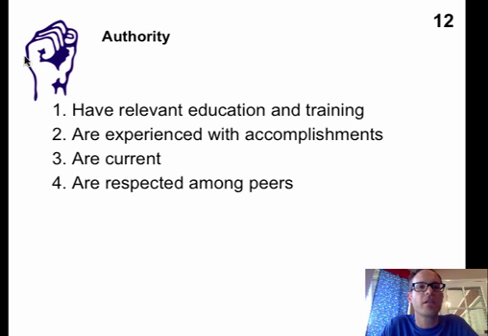So whenever your source is an authority on a topic, so if you're listening to a show and someone is talking about biology, you want to make sure that that person who's talking has the relevant education and training that's necessary to make those claims. Are they experienced? Do they have accomplishments within the field? Are they current? And are they respected among peers? So these are just little checklists. If you're reading a book on physics, was it written by a physicist? That would help. If it's written by someone who doesn't know anything about physics, chances are it's less likely to be correct. So I hope that makes sense. It's just a brief little overview of authority.